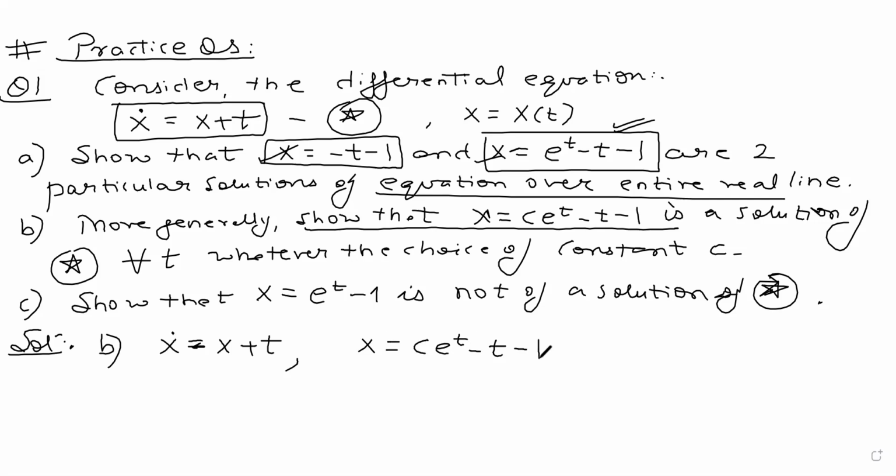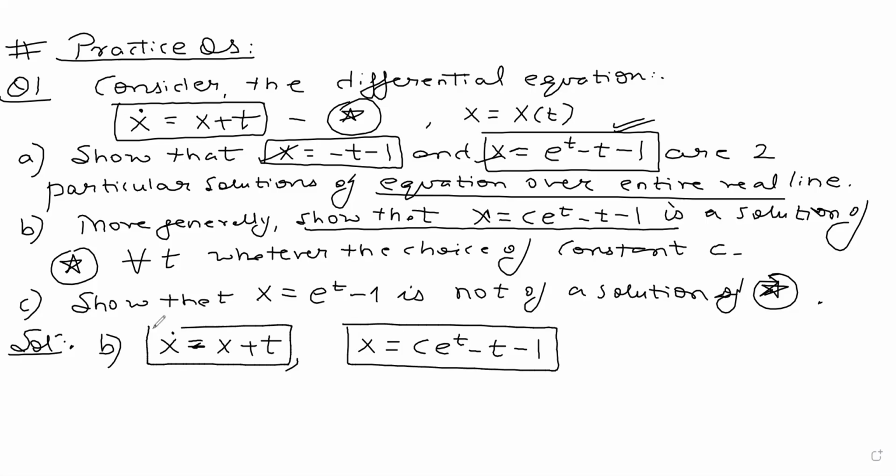Now we need to verify that this is a general solution of this differential equation for all values of the constant c. C is a constant. So again, in order to verify, I start with the left hand side, x dot, which is dx by dt. If I differentiate this with respect to t, what do I get? C e to the power t minus 1.